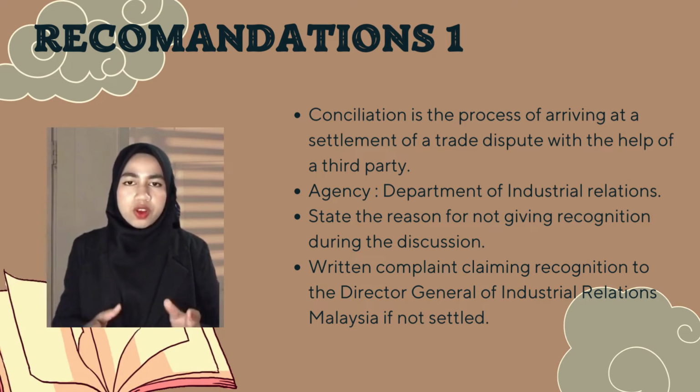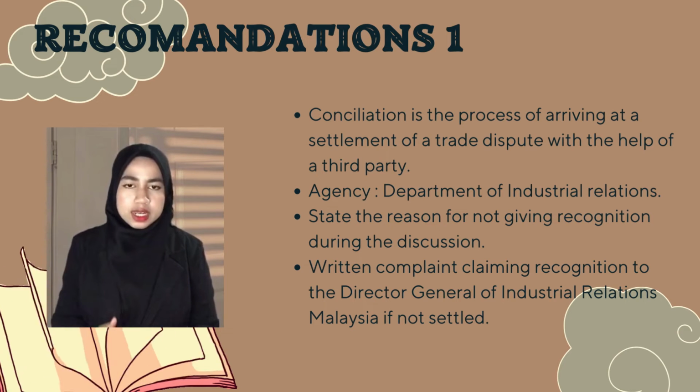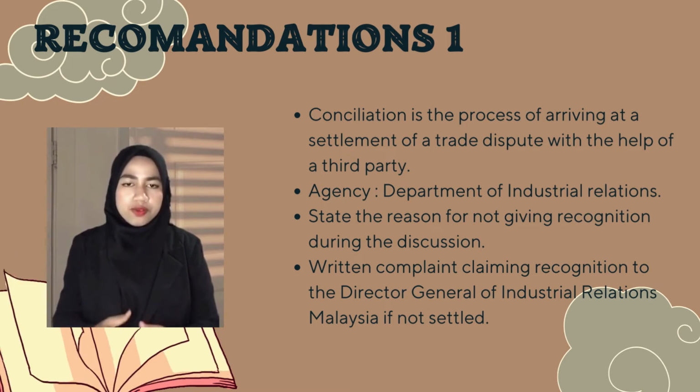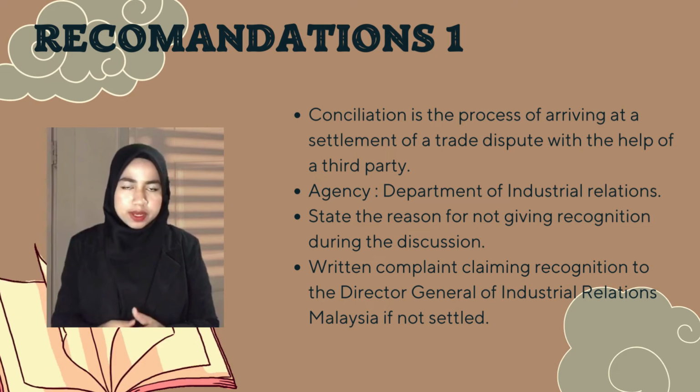Conciliation and negotiation are among the recommendations for resolving the dispute for the first issue, which is non-recognition of unions. Conciliation is the process of arriving at a settlement of a trade dispute with the help of a third or neutral party. In trade disputes, conciliation is carried out by officers of the Department of Industrial Relations. The goal of conciliation is to bring the two conflicting parties together in order to reach an agreement.